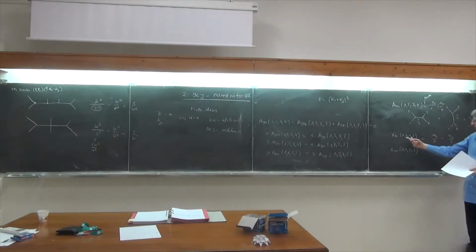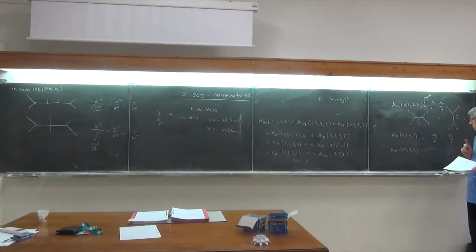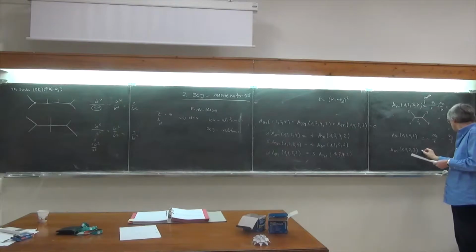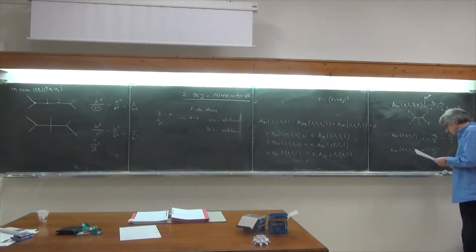But here, when we compute the S pole contribution, it turns out, I mean, it's kind of obvious, that we get the same numerator, but actually we get it with a minus sign. I will explain to you in a moment why we have this sign flip here. So we don't get any new numerator from the S pole, because we get just this numerator with a sign flip.